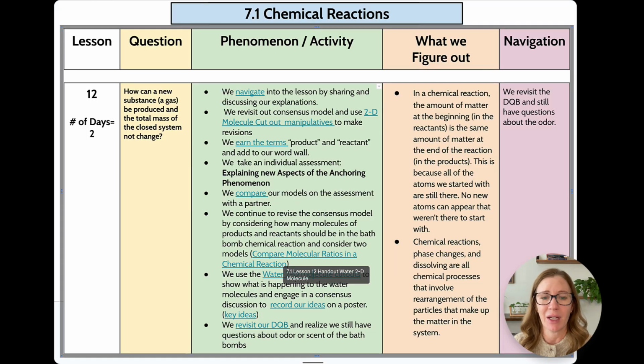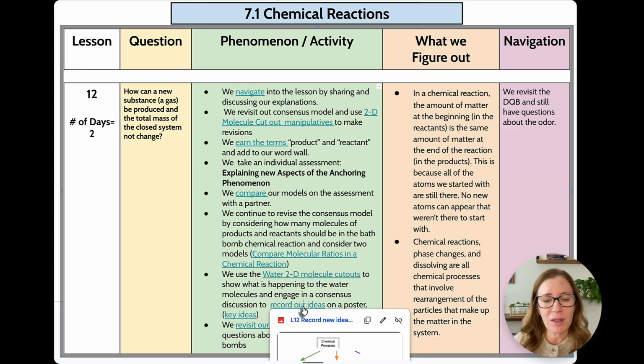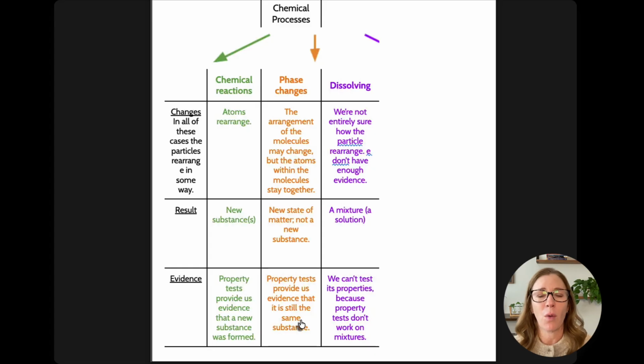Okay, we're going to record our ideas on a poster, and this is again something that is kind of revisiting those ideas that we figured out with those adding energy to water investigations, and it's the difference between chemical reactions and phase changes. We're just basically going to chart them. In chemical reactions, atoms rearrange to make a new substance. Over here in phase changes, they do not rearrange, they just change their state, and no new substance is made. We know this because of the property tests. Dissolving, though, we're still not sure about.